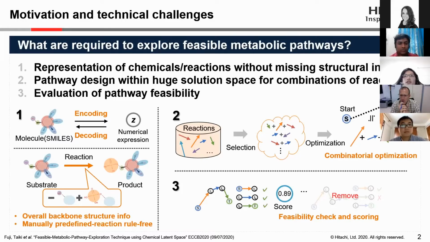For the first challenge, chemical encoding and reaction representation techniques should keep the overall backbone structure involved in the substrate specificity of enzyme reactions. Also, it requires a decodable numerical expression of chemical structure and a representation free of manually predefined reaction rules. For the second challenge, exploring combinations of reactions within reasonable time is required. And for the third challenge, feasibility check and pathway scoring are required.